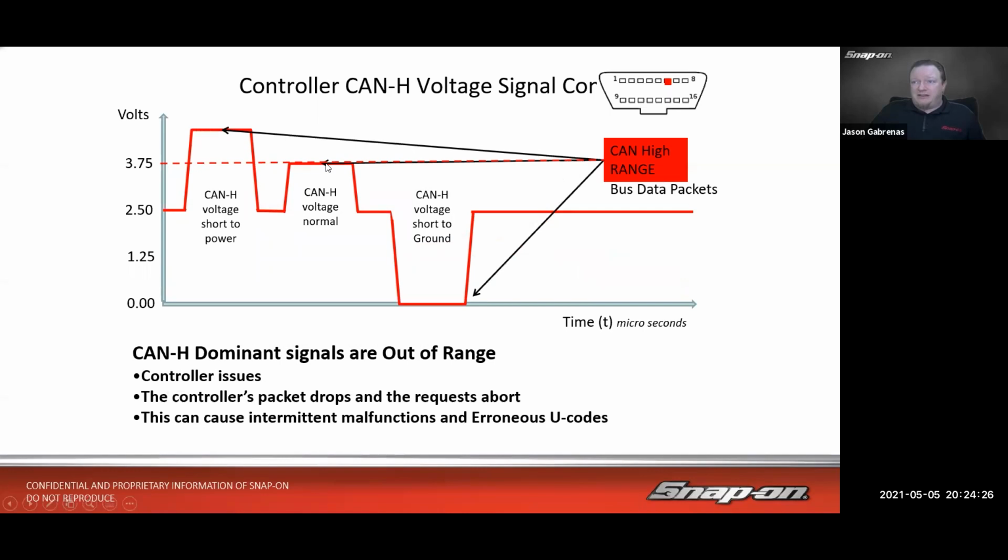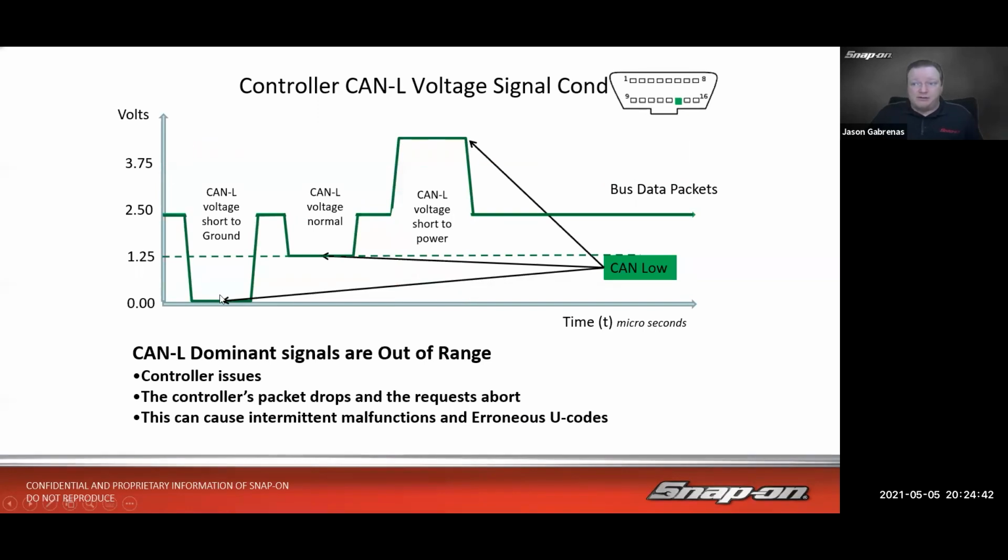So we look at the high side, and we're talking about problems. Normal is here, 3.75. Shorted to voltage might be high up here, 5 volts, 12 volts. Shorted to ground would be down around 0. So we could have any of these issues on the network. That's the high side. Same with the low side: we could have a short to ground, normal, or short to power. That's what we're going to be looking for.